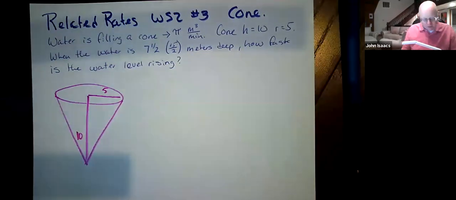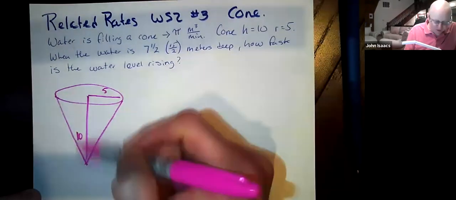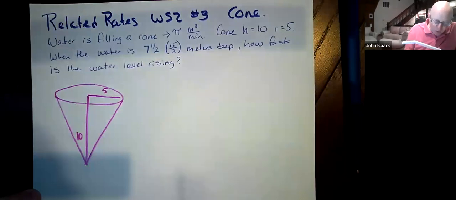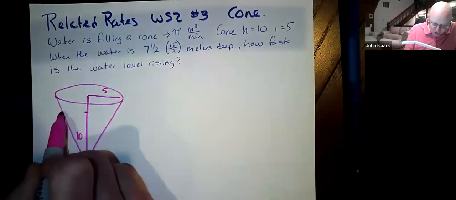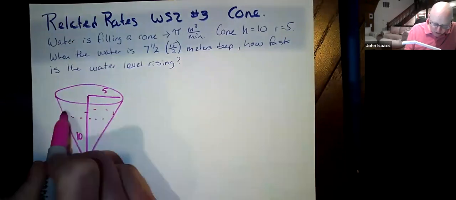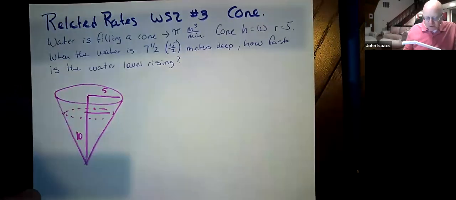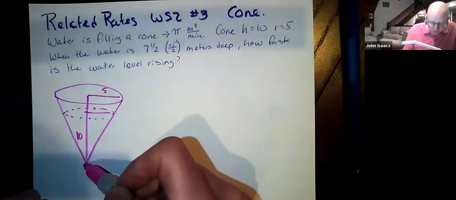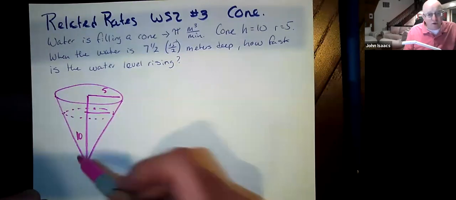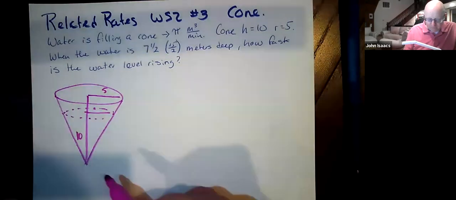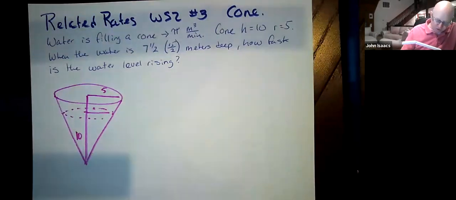But the water isn't filling that whole cone. The water on its way is doing other things. It doesn't have a height of 10 or a radius of 5. In fact, they want us to talk about what's happening when the water in the cone is 7.5 meters deep. So that would be 7.5. Now notice that these two triangles, this one at 7.5 and this one at full height, are similar triangles. Along the way, you'd have many, many other similar triangles.